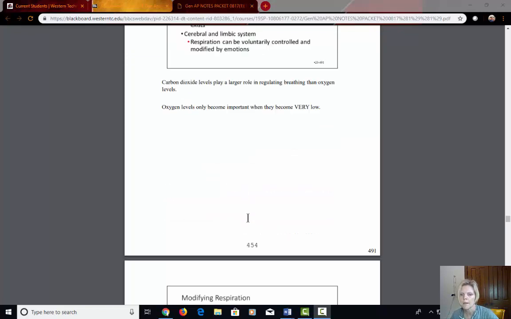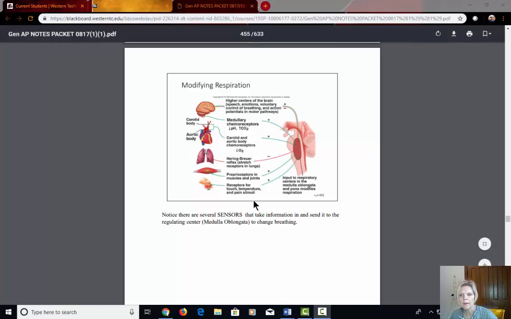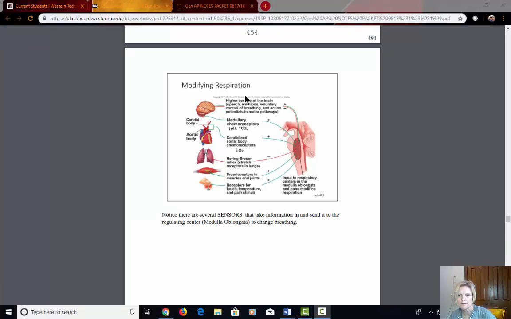So here we can see a little diagram showing what things influence breathing and what things inhibit breathing. Here we can see our thinking brain can stimulate the respiratory center in the medulla to initiate breathing, or we can stop breathing if we want. That's what the negative sign is. Like, for example, when you hold your breath, that's a voluntary action that will inhibit breathing through the cerebral cortex.